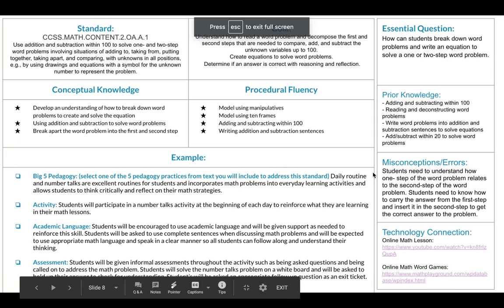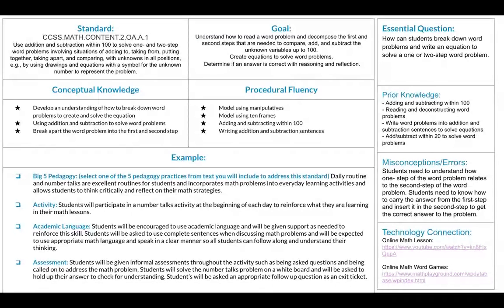Hello, today we're going to be talking about California Common Core State Standard Math Content 2.0a. Use addition and subtraction within 100 to solve one and two-step word problems involving situations of adding to, taking from, putting together, taking apart, and comparing with unknowns in all positions by using drawings and equations with a symbol for the unknown number to represent the problem.